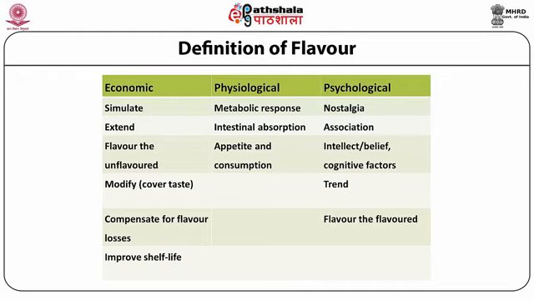And what are the psychological functions? It is nostalgia. Then we have some association with that flavor. We may have some intellect or belief. Such cognitive factors may be there. Then the trend for a certain preference of a flavor, like strawberry flavor. If somebody likes that flavor, it's a trend to get that new flavor, we definitely go for it. And the final function is to flavor the unflavored, or I should say, flavor the flavored as well.